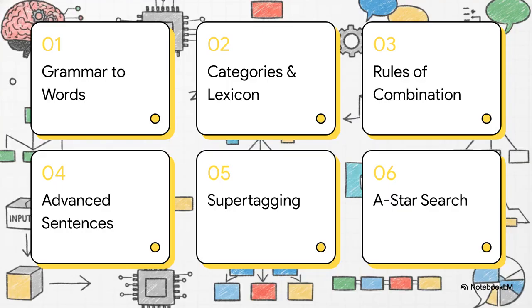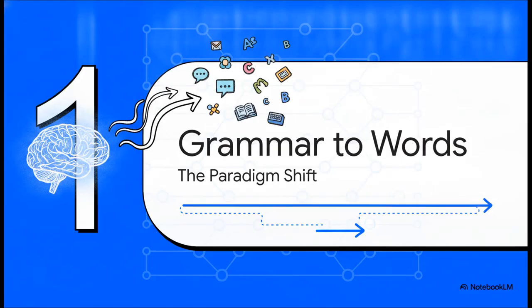We've got a clear roadmap today to make sense of this incredibly dense computer science topic. We'll hit shifting grammar to words, categories in the lexicon, the rules of combination, handling advanced sentences, supertagging to solve ambiguity, and finally, parsing with A-star search. So, step 1. Shifting grammar to words.